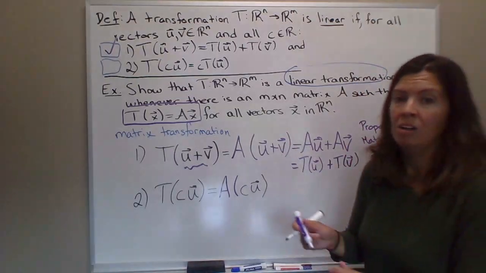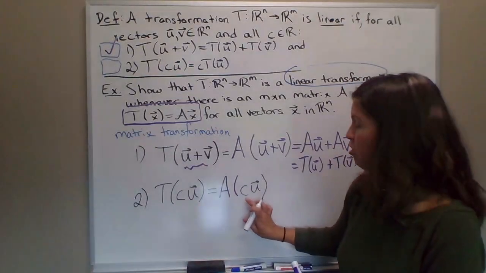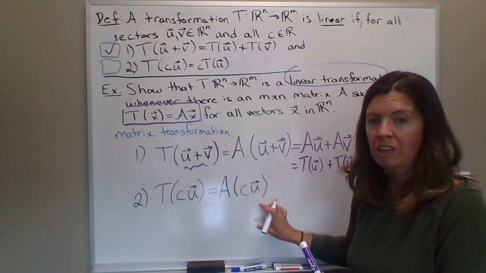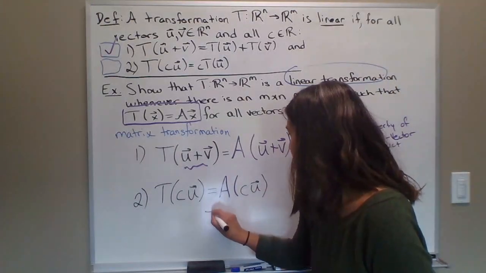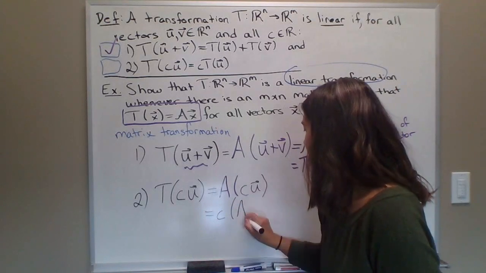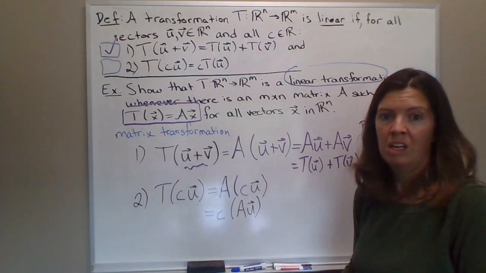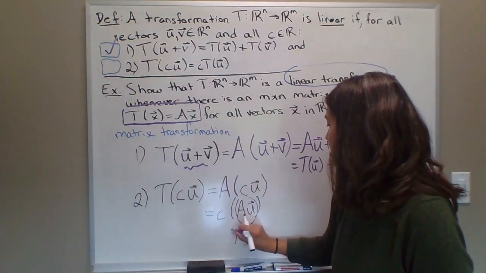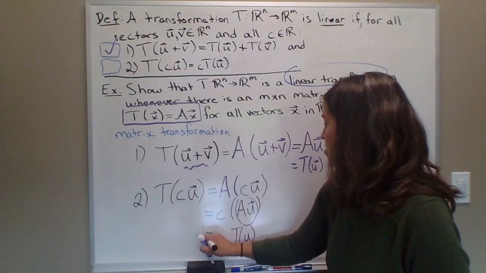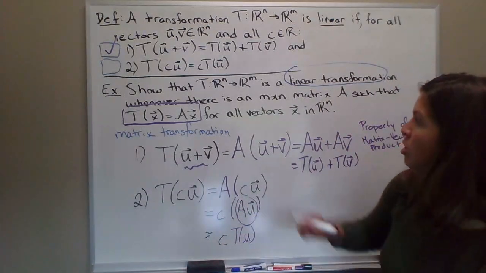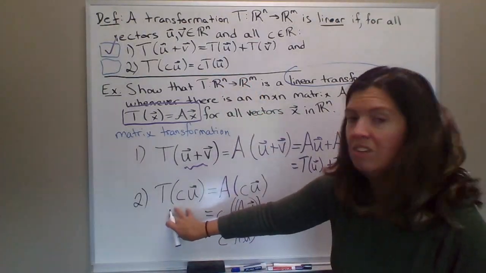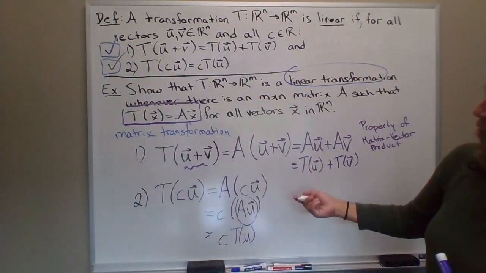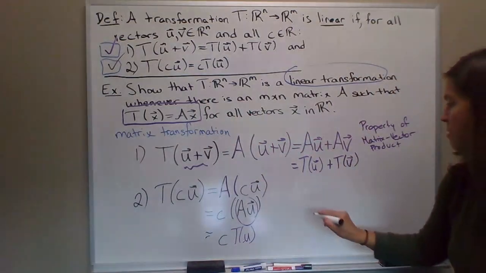And so again, go back and look at your properties in 1.4. There's a property that says if you have a matrix times a scalar times a vector, like this, we can pull the scalar out front. So this is equal to c times Au. And Au, according to this definition here, is equal to T of u. So this is equal to c times T of u, which is what we wanted to show. Now we've shown that T of c times u is equal to c times T of u. So it satisfies this property. So therefore, T is a linear transformation.